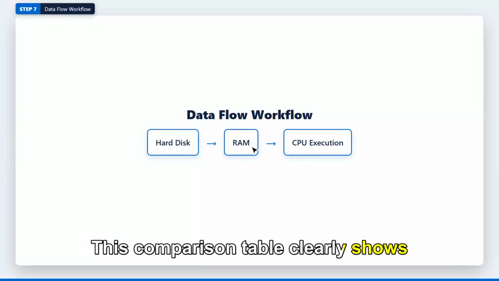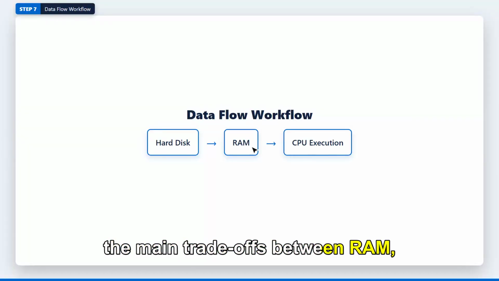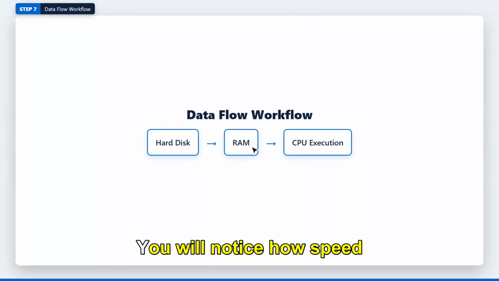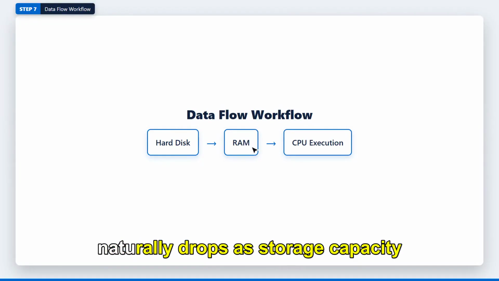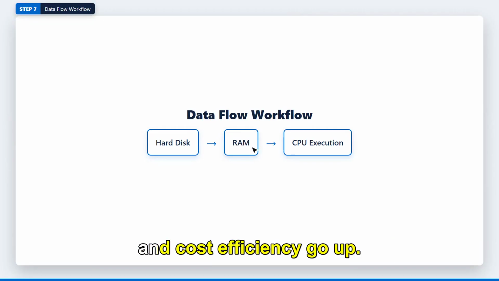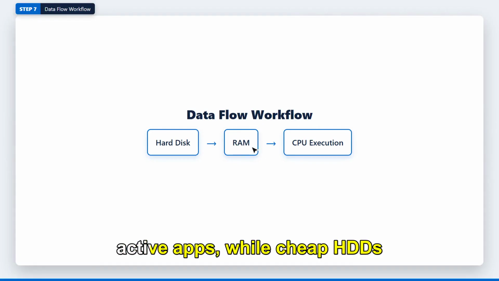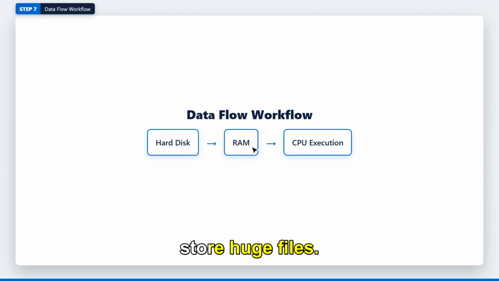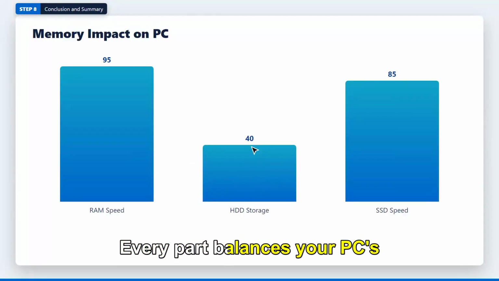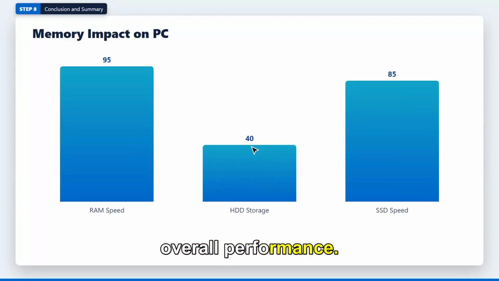This comparison table clearly shows the main trade-offs between RAM, SSD, and HDD. You will notice how speed naturally drops as storage capacity and cost efficiency go up. For instance, fast RAM handles active apps, while cheap HDDs store huge files. Every part balances your PC's overall performance.